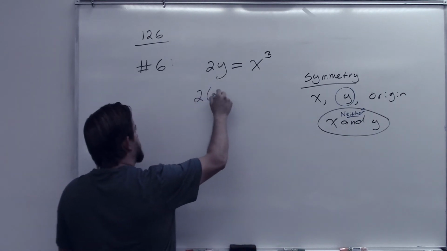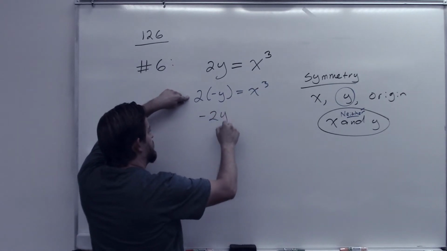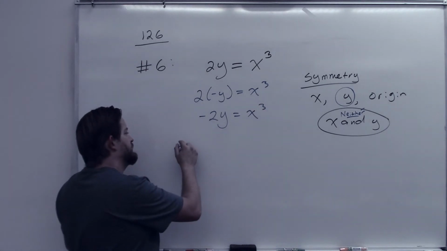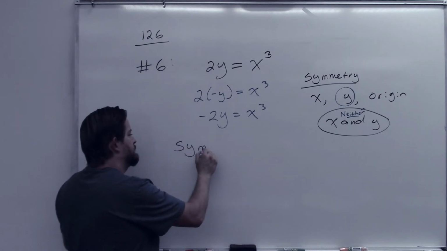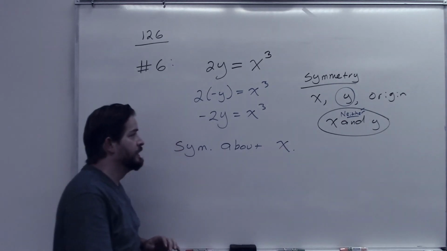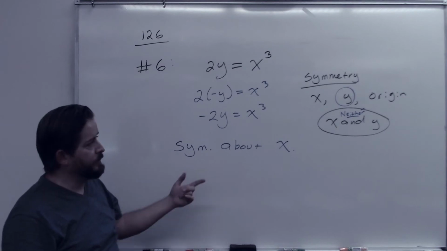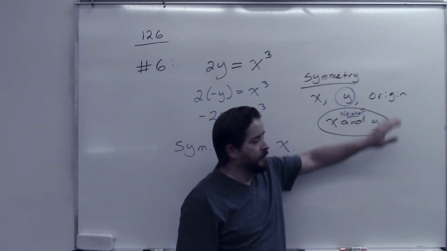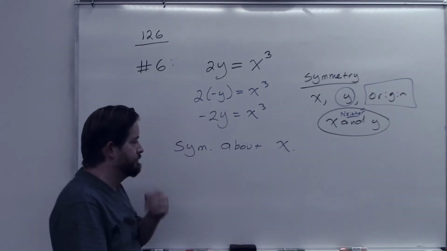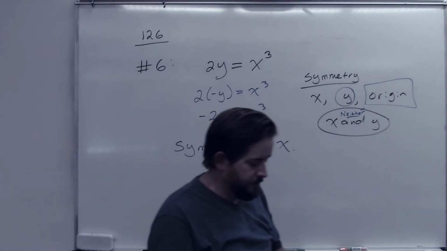So let's replace y with negative y. That becomes 2 times negative y equals x to the third. But again, this is just negative 2y, and again, that's just the opposite. On the left-hand side now, it's just the opposite. So I do indeed have symmetry about the x-axis as well, right? And if you're symmetric about the x-axis and you're symmetric about the y-axis, you are symmetric about the origin. And therefore, our answer in this one is symmetric about the origin. All right. Good. Let's take a look at number 7.